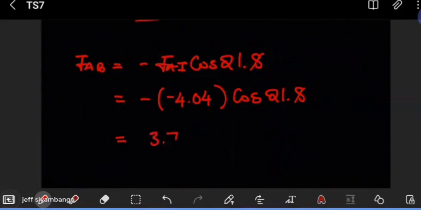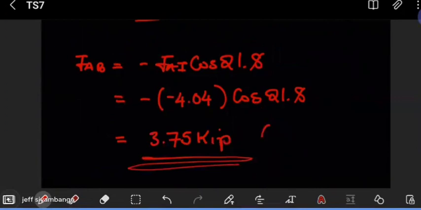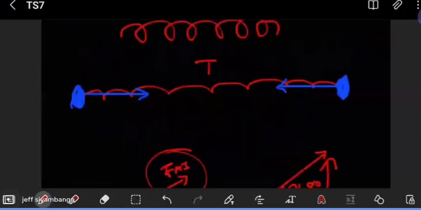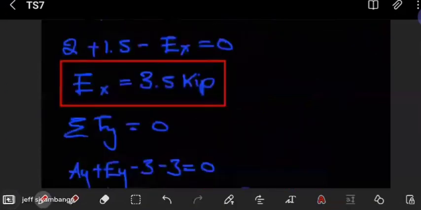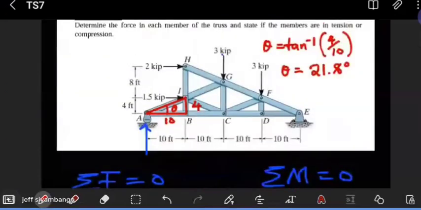3.75. So this comes out like this, implying that our assumption stands. This member is in tension. Any questions there? Okay. So this sorts out those two, but the journey continues. Having figured out this and this, we can now come here.